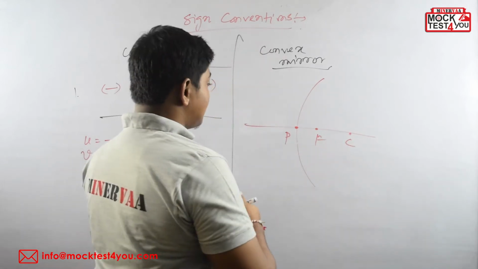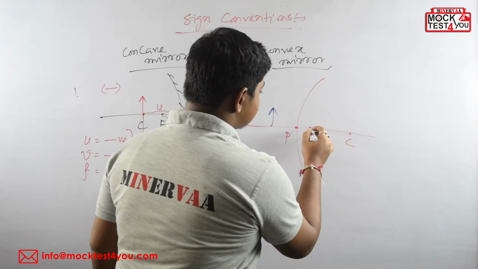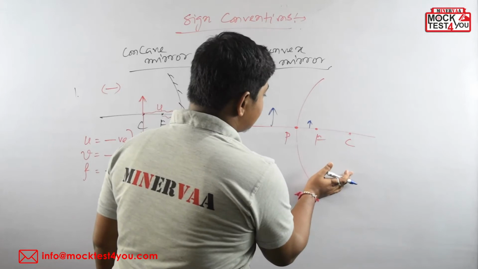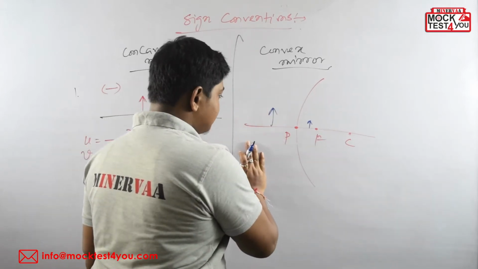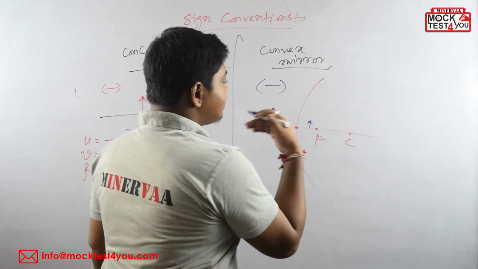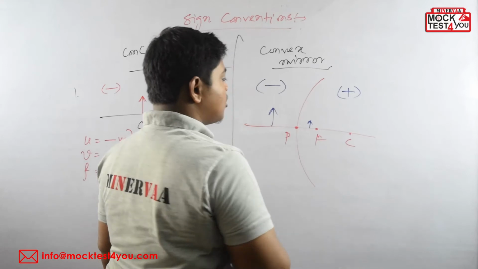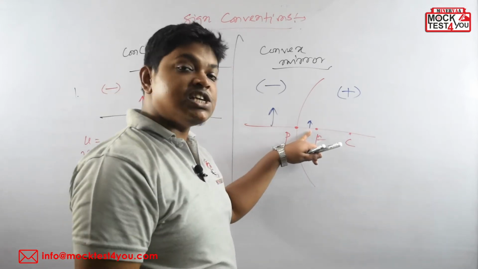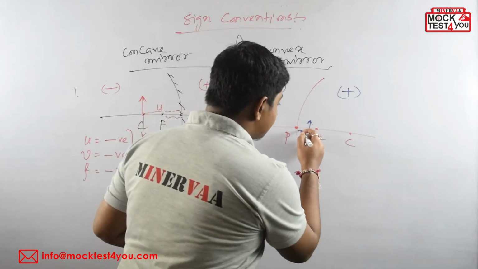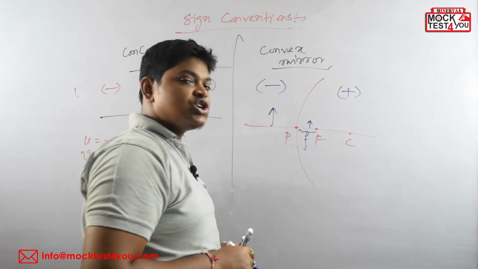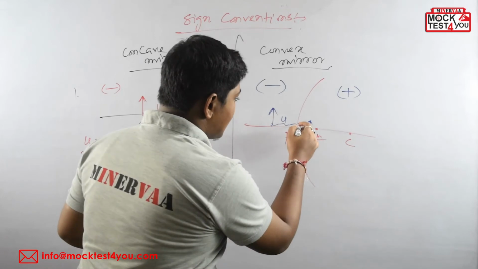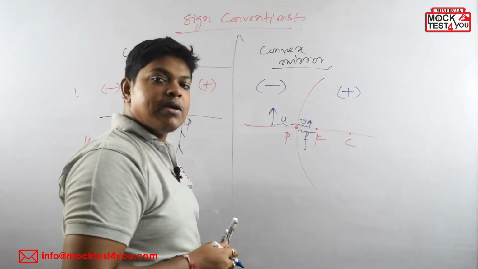Now if you place any object at this point, you will obviously get a diminished image, right? So the image is formed on the right side of the mirror and you are placing the object on the left side of the mirror. Every distance on the left side of the mirror is taken as negative. Every distance on the right side of the mirror is taken as positive. So if the image is forming on the right side of the mirror, the focal length should be considered like that. This should be the focal length.